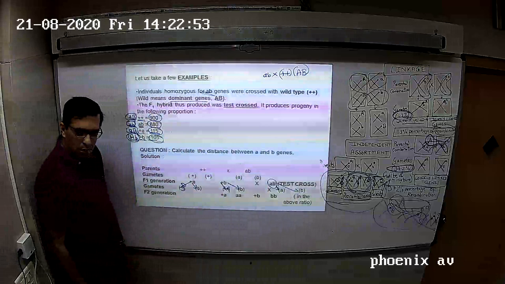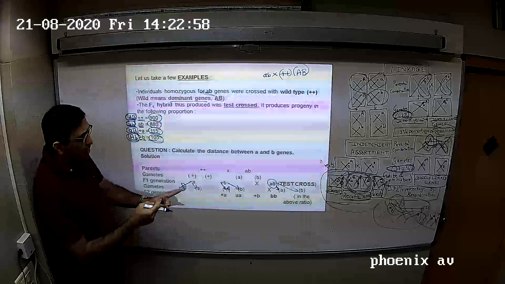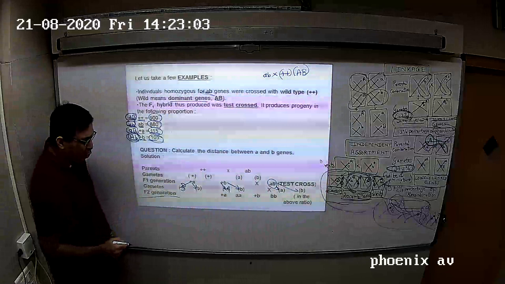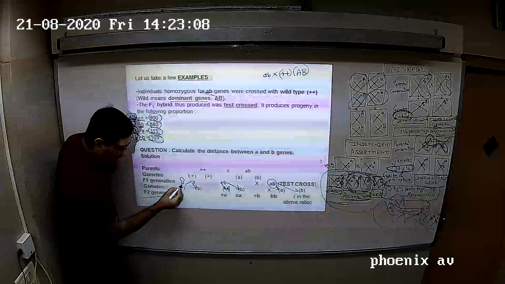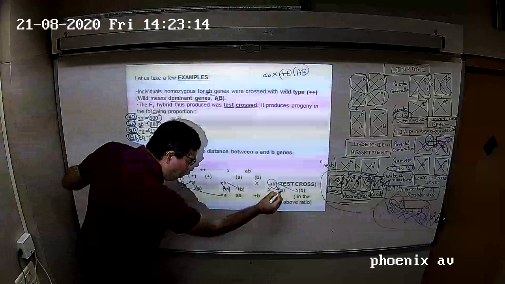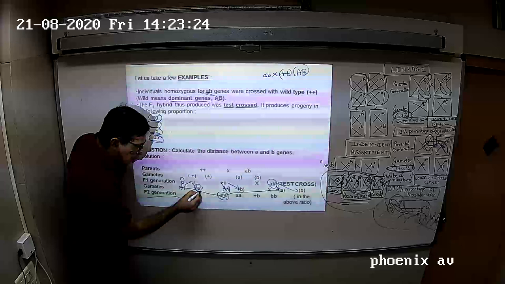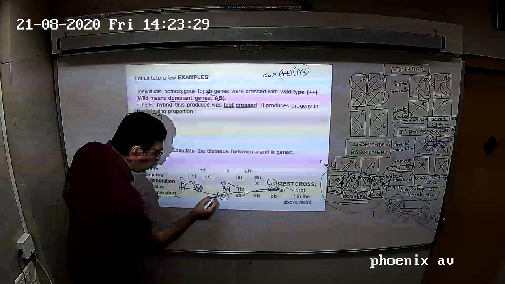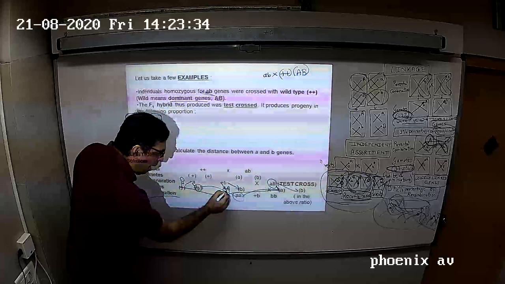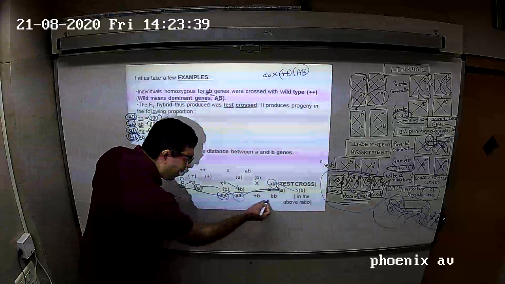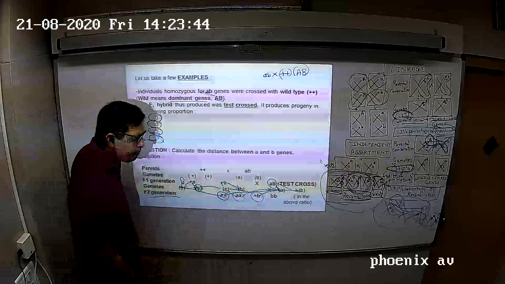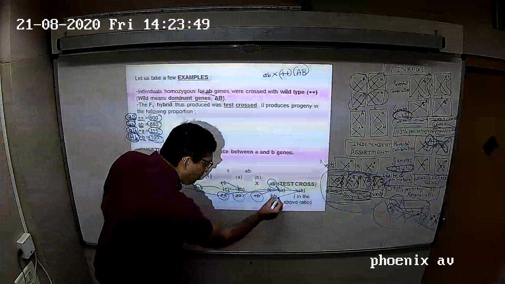Are you all with me? Perfect. Now, what will they produce in the F2 generation? In the F2 generation, capital B, in other words plus, will combine with small a to form plus a, in other words, small a capital B. And small a will combine with small a to form small a. And capital A, in other words plus, will combine with small b to form plus b. And small b will combine with small b to form small b.